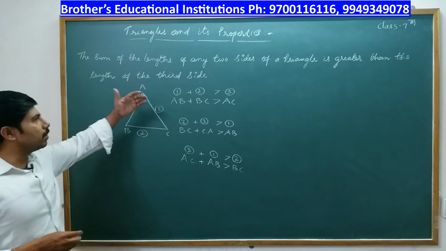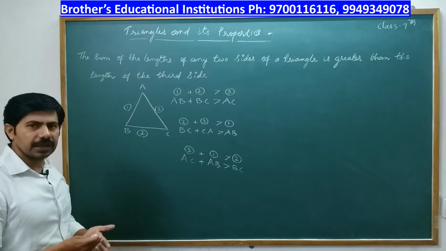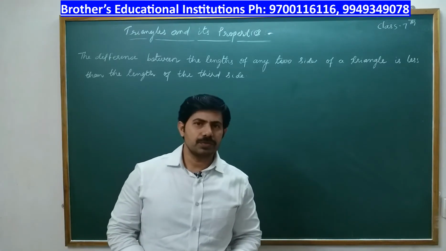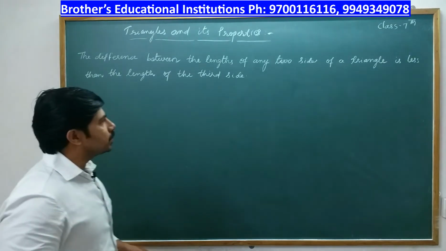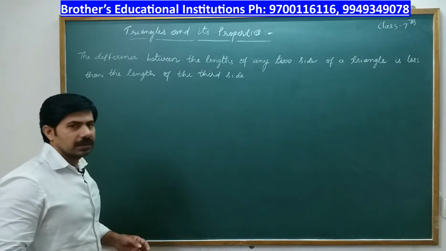So just remember this as a property: the sum of any two sides of a triangle is always greater than the third side. Note down. Next one, the difference between the lengths of any two sides of a triangle is less than the length of the third side.